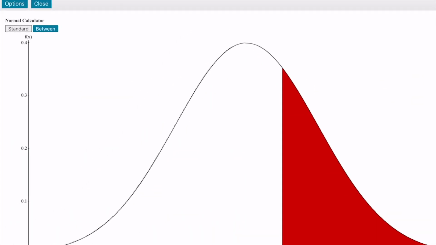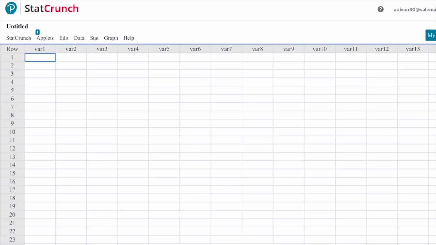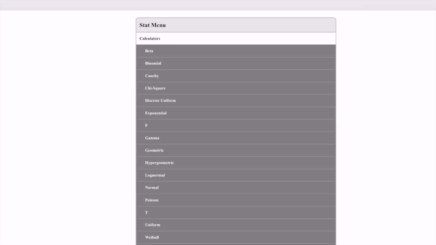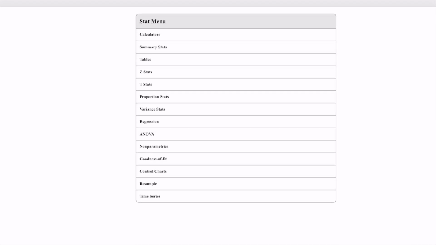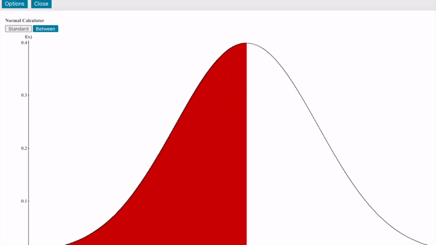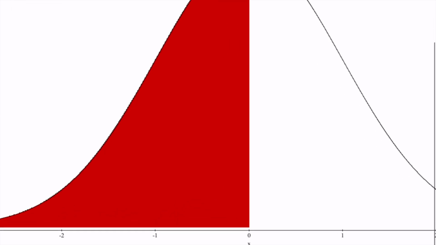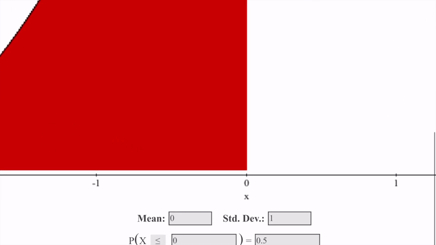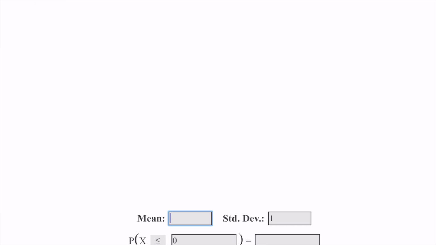So in StatCrunch, let's load up our normal calculator. Let me show you again how to get there. You hit Stat, you click on Calculators, and you go to the normal calculator. Okay? All right. Since we're not going to convert this to z-scores, we're going to use the mean and the standard deviation given to us in the problem. So the mean was 72, and the standard deviation was 4.5.